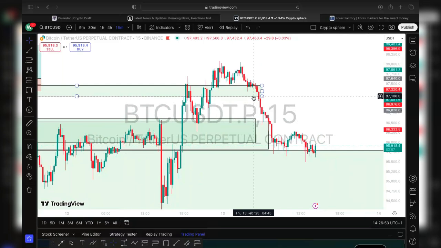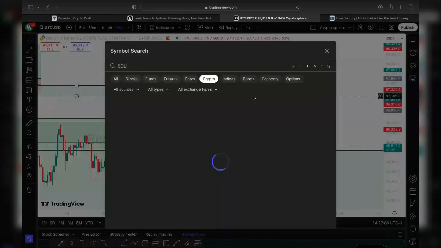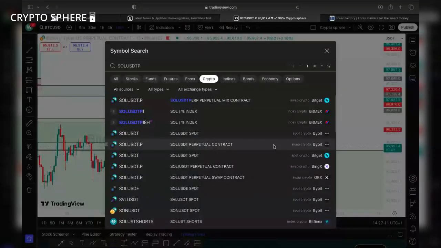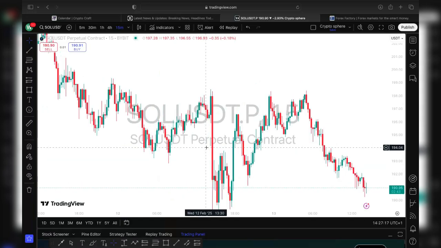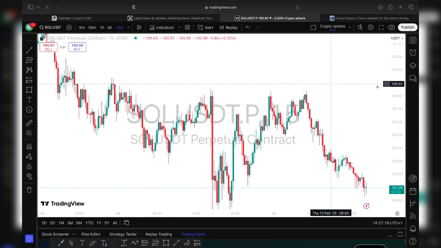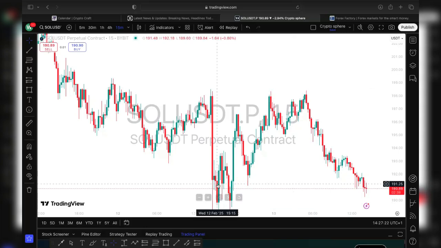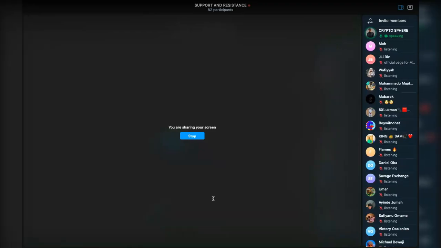So someone should just give me a random pair that I'm going to use for this illustration. If you have any pair in mind, just state it out. Solana. Okay, someone says Solana. All right. Yeah, so let me use Solana for this.